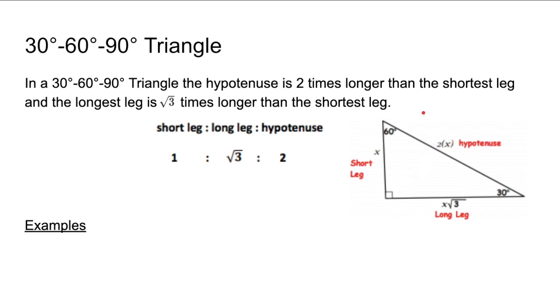So the relationship with the hypotenuse is that it is 2 times longer than your short leg, so that's why you see this 2x. And your long leg is going to be the square root of 3 times longer than your short leg, so that's why you see this x times the square root of 3. So again, the ratio is just 1 to the square root of 3 to 2 for your short leg to long leg to hypotenuse. So let's look at some examples. We're going to be treating these exactly like the 45/45s, where we set each of the variables or sides equal to these ratios and then solve for the variable x.